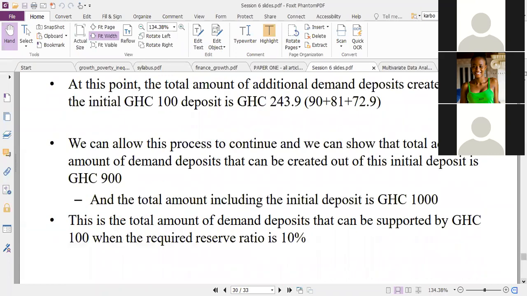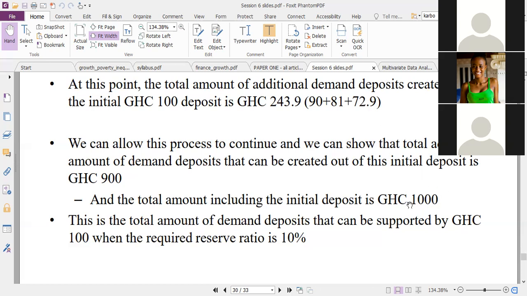Now that is out of the 100 cedis. We can allow this process to continue and we can show that the total additional amount of demand deposit that can be created out of this initial deposit is 900. I'm going to explain this with something called the money multiplier, the money supply multiplier. You would understand it. If we continue with this process, this 72.9 would be given to another bank. They will also keep 10%, then another person will come. So the last person gets zero amount.